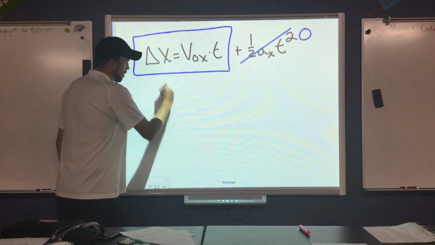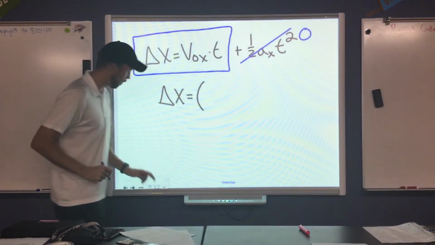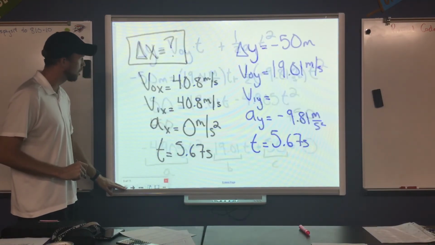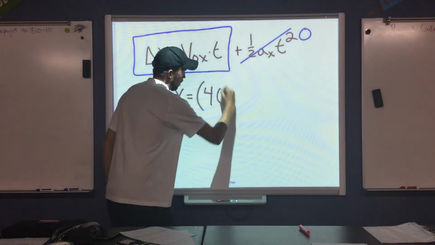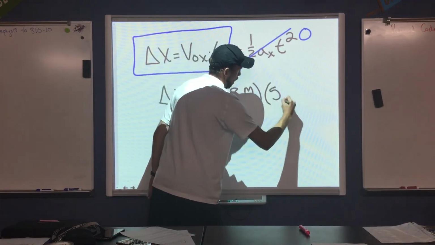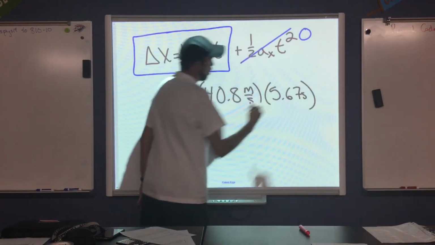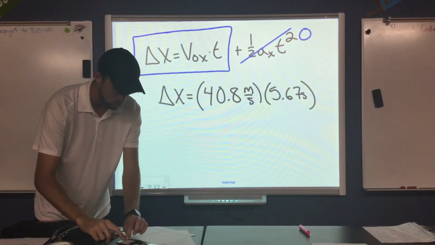So now delta x is equal to initial velocity in the x, which I can't even remember because we've done so much work. 40.8, there we go, meters per second, times time, which was 5.67 seconds. So we can multiply these together, and we get something in the neighborhood of about 200.